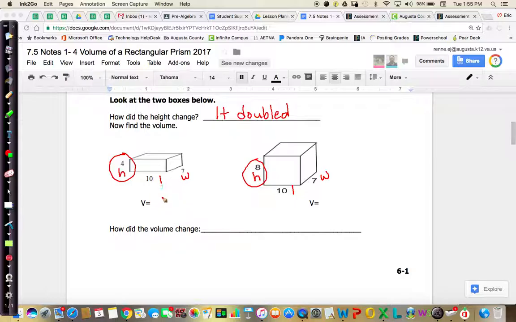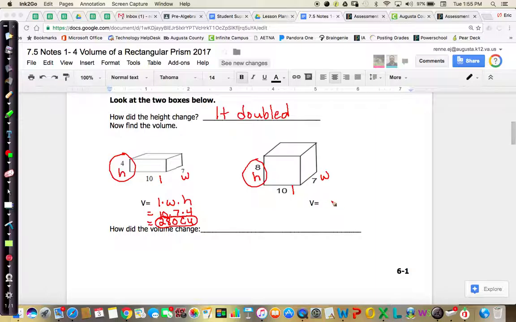So the first thing I like to always do is write length times width times height, because that's the formula. Then I like to replace the letters with the numbers. So the length is 10, the width is 7, and the height is 4. And of course, 10 times 7 times 4 is 280. And since we don't have centimeters or inches or meters or feet, we're going to say cubic units. And then I'm going to circle my answers. So the volume is 280 cubic units.